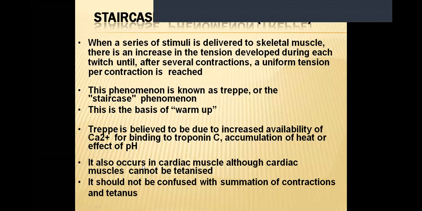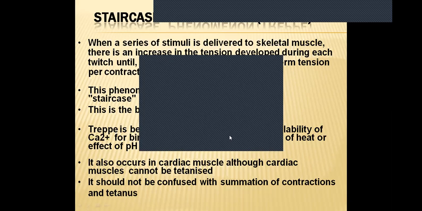This occurs in cardiac muscle also. But cardiac muscles cannot reach a tetanized condition. If tetanus takes place, contraction will be sustained and no relaxation will be there. If there is no relaxation, a problem will arise, because heart muscles need to contract and relax continuously.